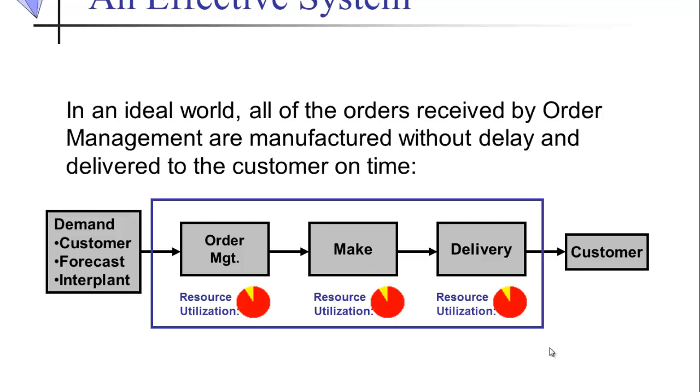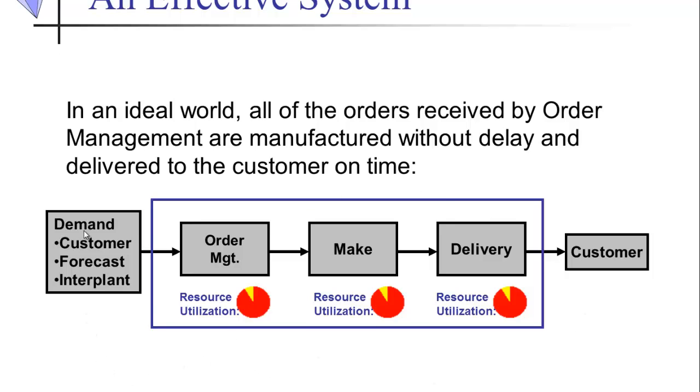What is an effective system? Well, in an ideal world, all the orders are received by order management. They're manufactured without delay, and they're delivered to the customer on time. That's the ideal world, and that's our objective.